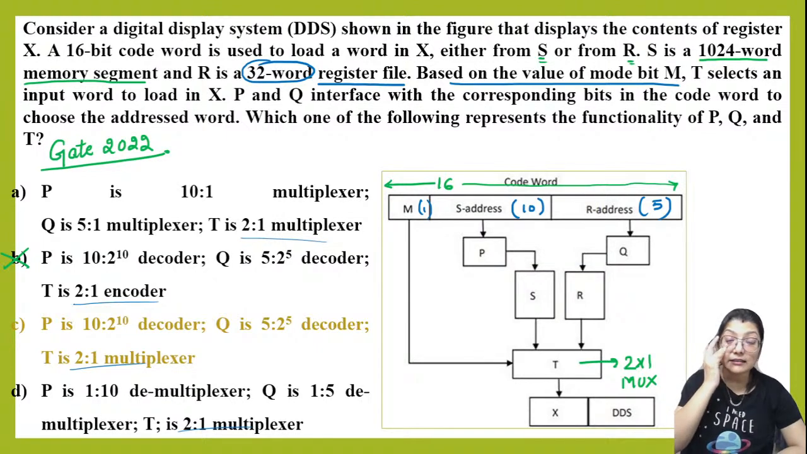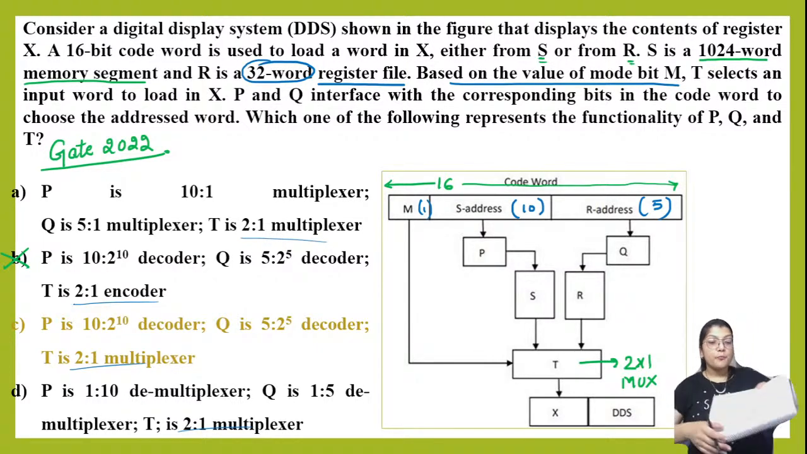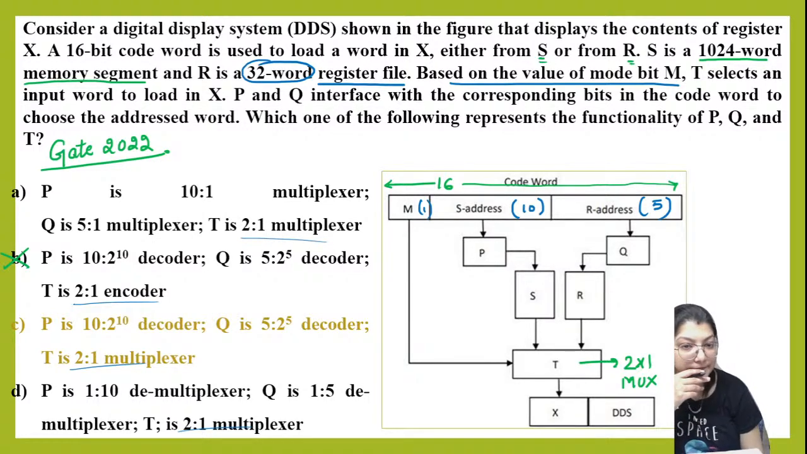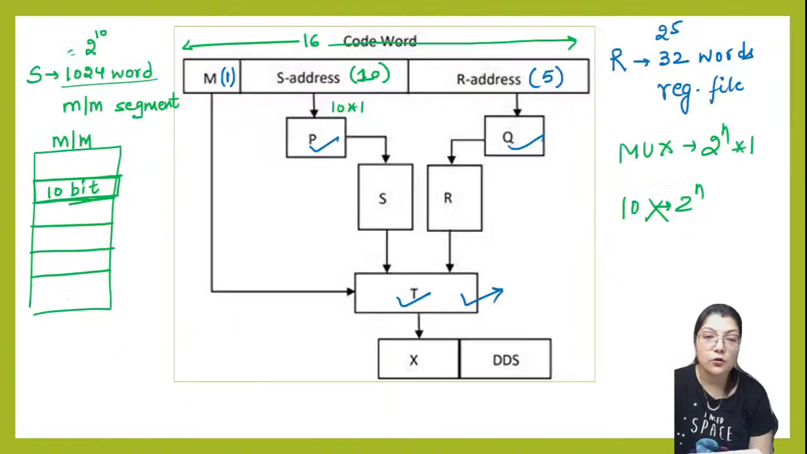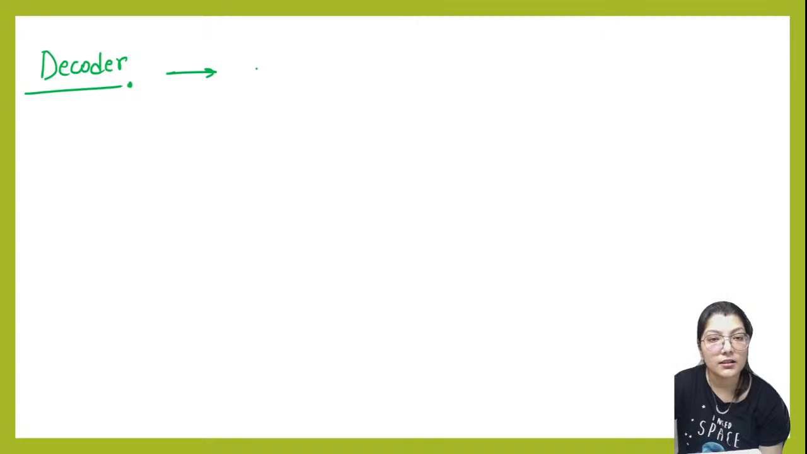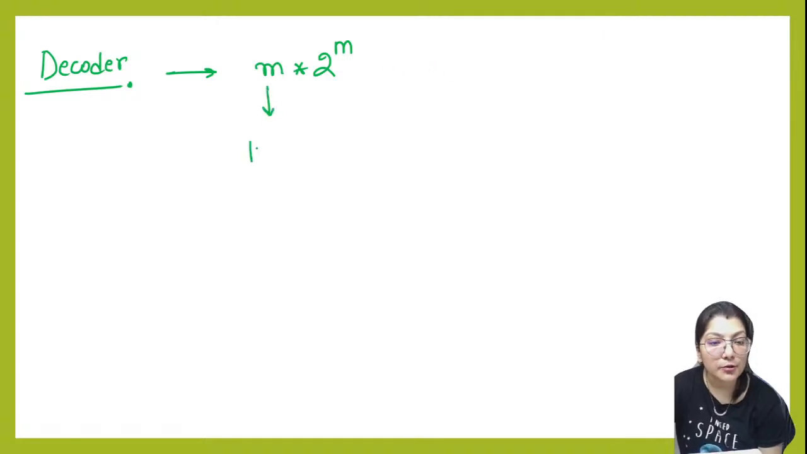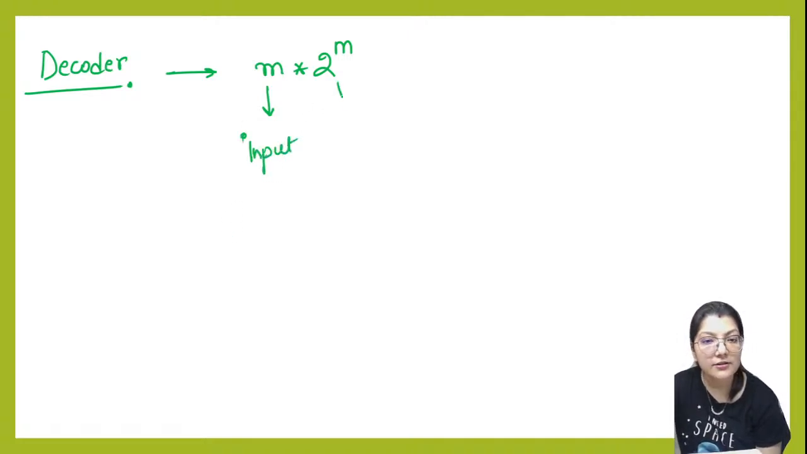But if we say it is a decoder, then basically what is a decoder? What is a decoder? What type of decoder is it? If you have studied decoders, basically we have an m into 2 raised to power m decoder, or n into 2 raised to power n. That means these are your inputs, right? This is your input and then this is your output.